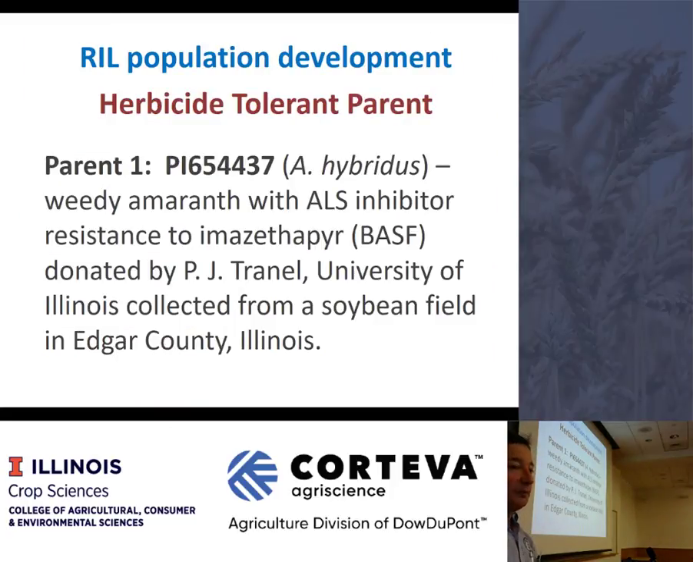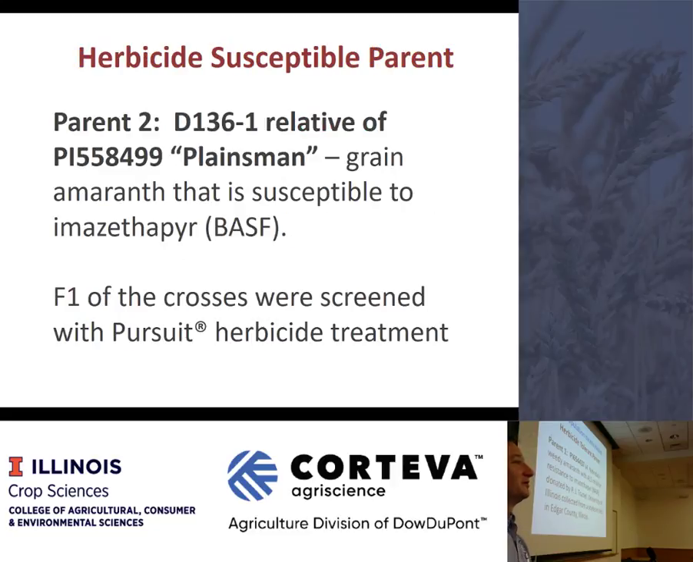We were thinking about a real population. We were able to get up to F5, F4 by crossing one accession that Pat Trenell donated to the collection at USDA, and it has some herbicide tolerance and is from hybridus, and was collected in, is that near here, Edgar County, Illinois? Not too far. We didn't cross it with Plainsman, it was crossed, I believe, here, and in collaboration with David Brenner, we have the cross and advanced it from the F1 seed.